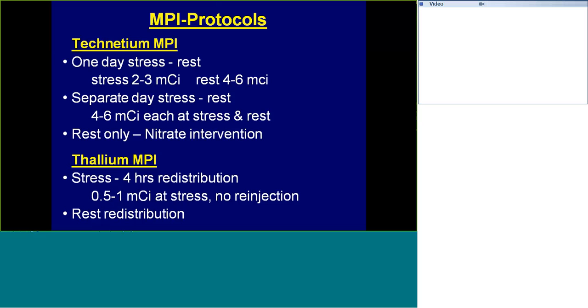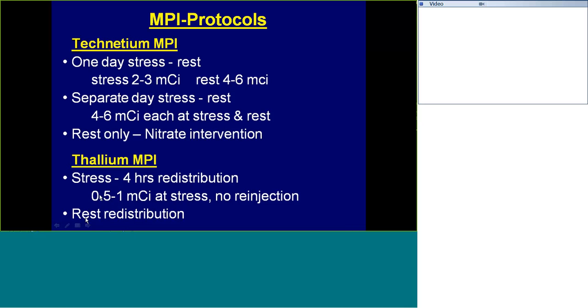The same MPI protocols are done with thallium, and then we call these images stress redistribution images. I have said that we inject less thallium because of the fear of more radiation exposure. So the conventional dosage is only 0.5 to 1 millicurie at stress, and there is no re-injection for rest. The redistribution images are conventionally acquired after 4 hours, so that will replace the rest imaging done with technetium sestamibi.